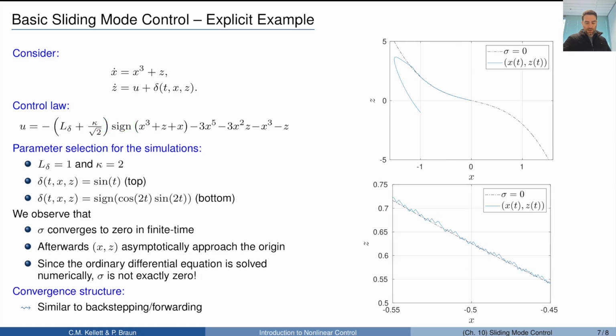Just zoomed in here, so again, what do we observe? This shows the sliding surface where sigma is equal to 0. So we see this convergence to that sliding surface, and then once we are there, we have this chattering to the left, to the right. And then once we reach that, then that's the time when we can observe this asymptotic convergence, which is kind of similar to the solution properties we observe in backstepping or forwarding.